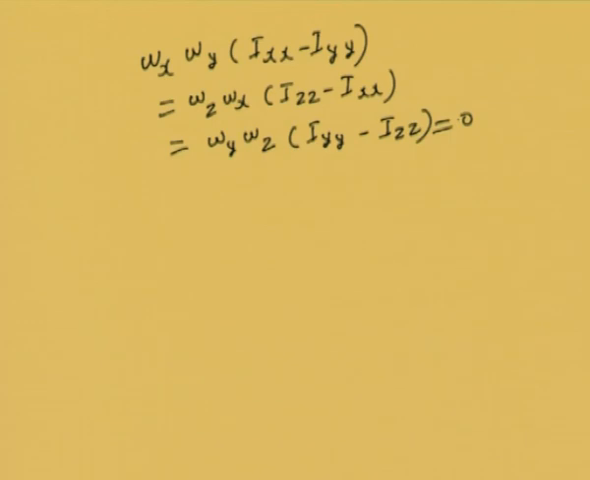Now if we discuss the translation of a rigid body, then omega is equal to 0, omega dot is equal to 0. In this case, Euler's equations are automatically satisfied and the motion can be studied by Newton's law only.